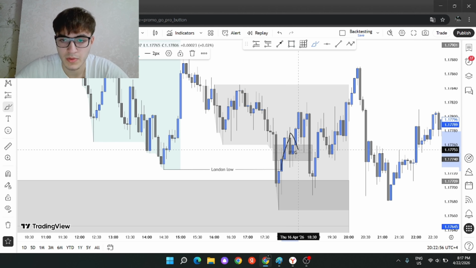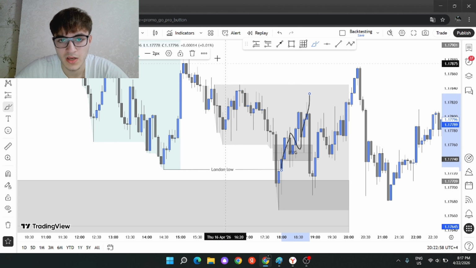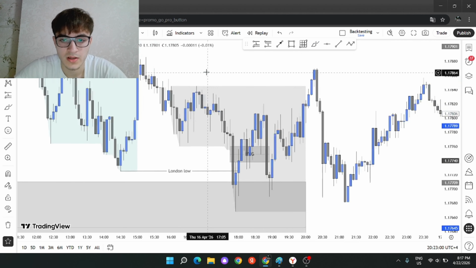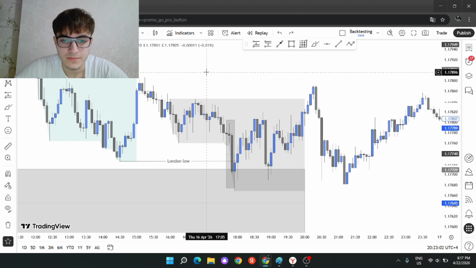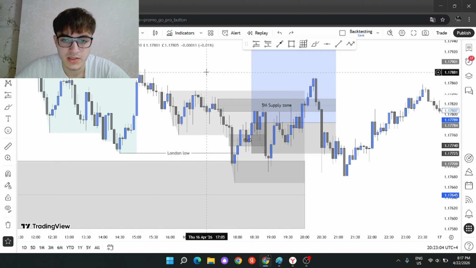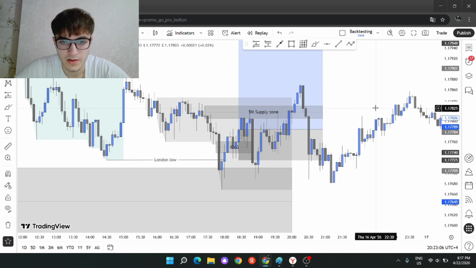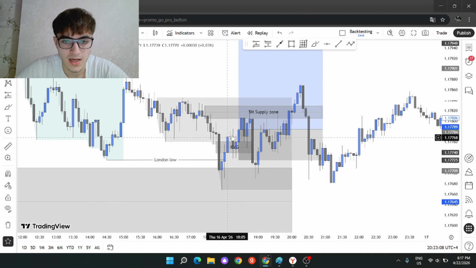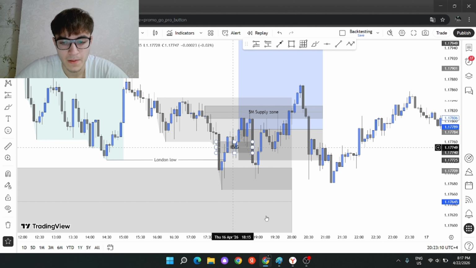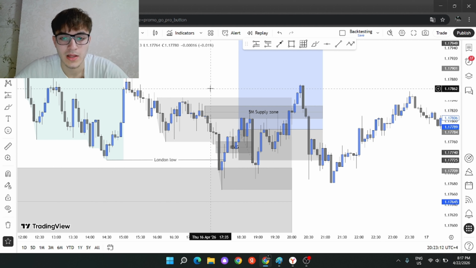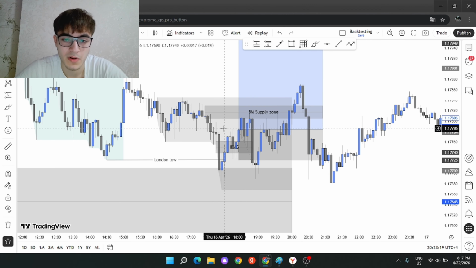So this becomes an inverse fair value gap, and after that I'm just opening this trade. As I said, guys, I'm not opening right here. I'm not opening when we have a small body candle that closed above this inverse fair value gap. This is a small body that closed above the inverse fair value gap, so I'm just skipping this.